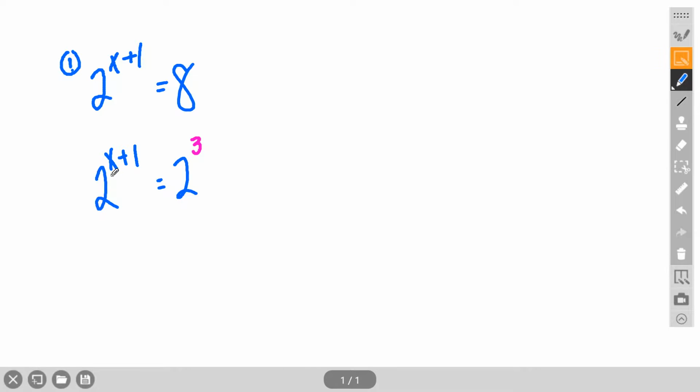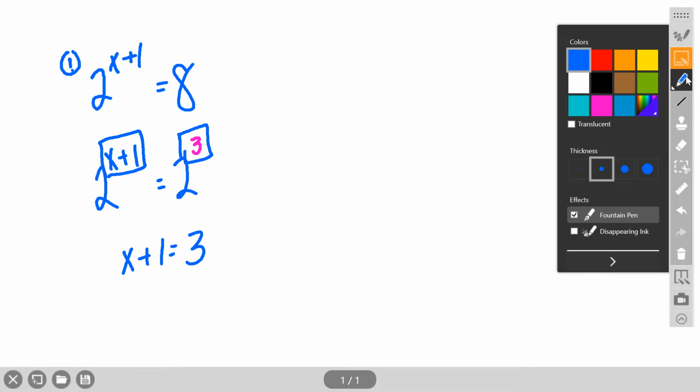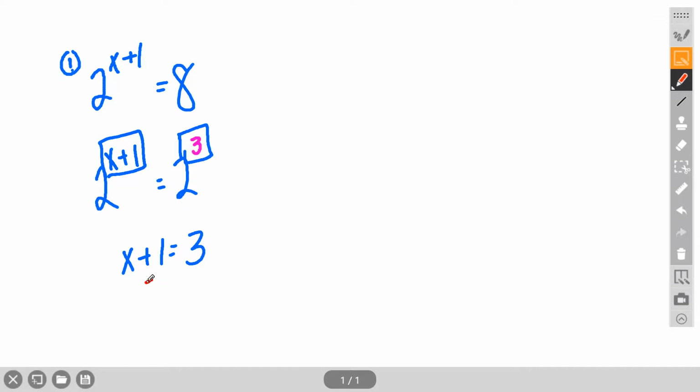Now, what this is telling me is that these exponents must be equal in order for these to be the same thing on both sides. So I can just write x plus 1 is equal to 3. And in this equation, I can solve: x is equal to 2.